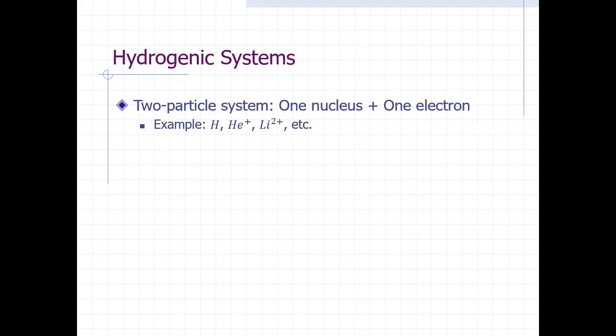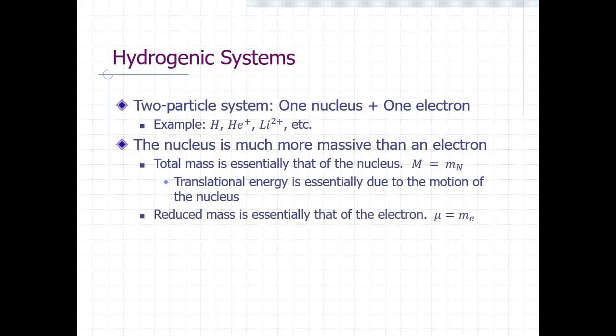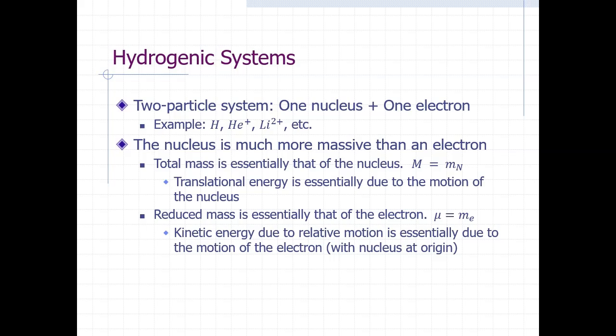Since the nucleus is much more massive than an electron, the total mass of a hydrogenic system is essentially that of the nucleus. Therefore, the translational energy of the entire atom is essentially due to the motion of the nucleus. Another consequence of the nucleus being much more massive than an electron is that the reduced mass is essentially that of the electron. This means that the kinetic energy due to the relative motion is essentially thought of as due to the motion of the electron in a coordinate system where the origin is set at the nucleus.